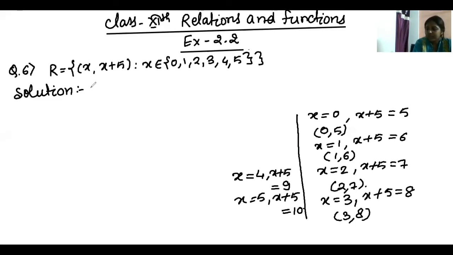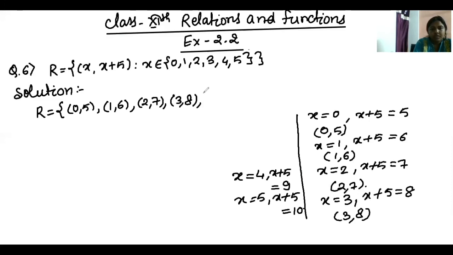So we have to find the domain and range in question number 6. First of all, we have to write R in roster form. So I'm going to write here: (0, 5), (1, 6), (2, 7), (3, 8), (4, 9) and (5, 10).